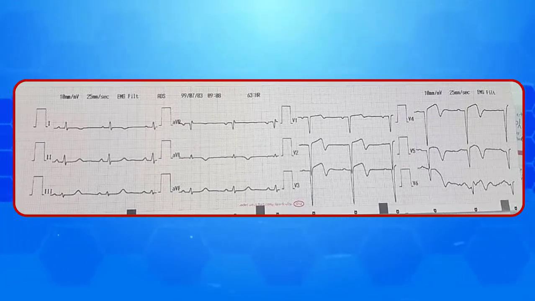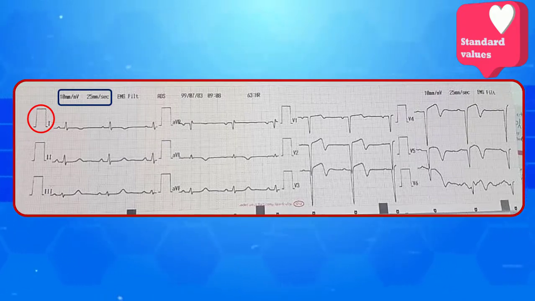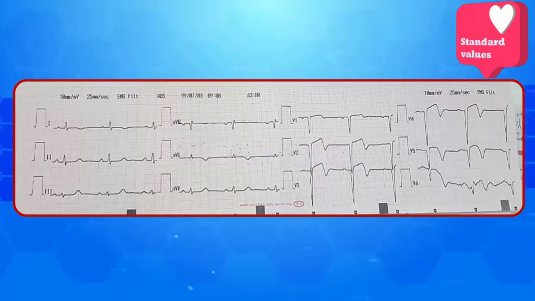Let's start with the first step, that is standard values and calibration. Here, the calibration marker is 2 large boxes tall and 1 large box wide. On the other hand, the EKG speed and voltage are 25 mm per second and 10 mm per millivolt respectively. Therefore, this is a standard strip.